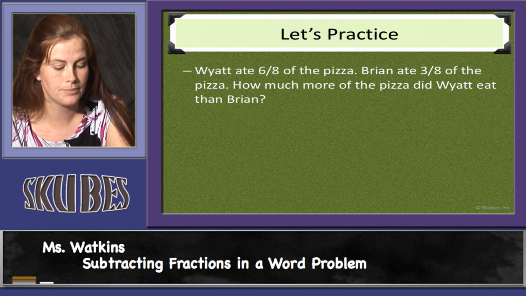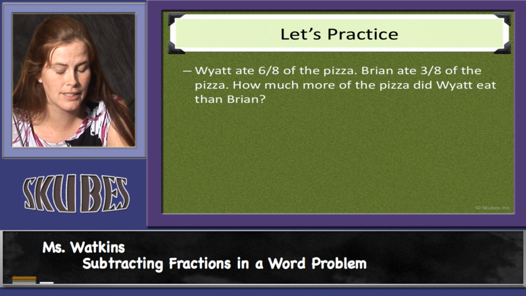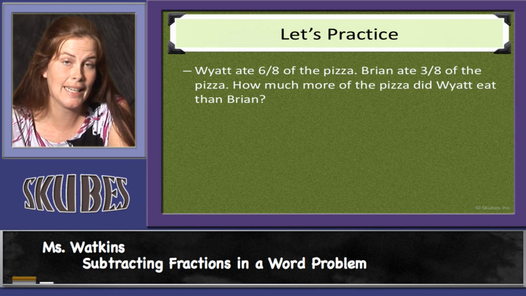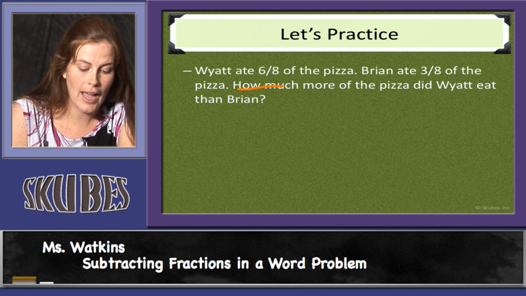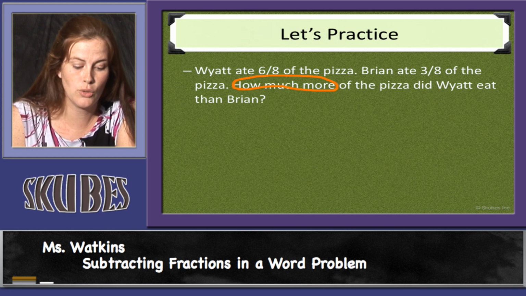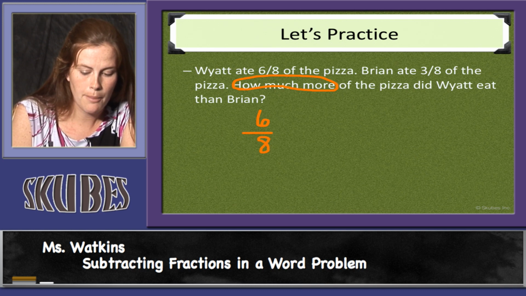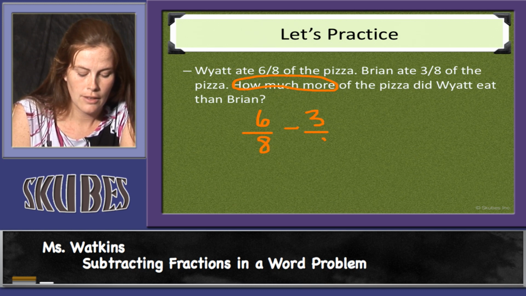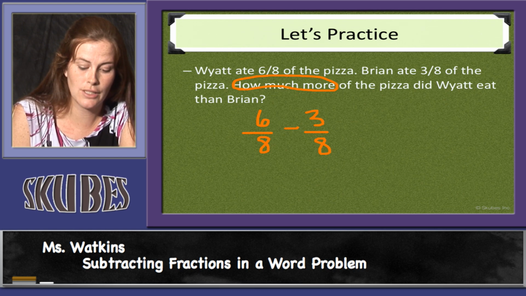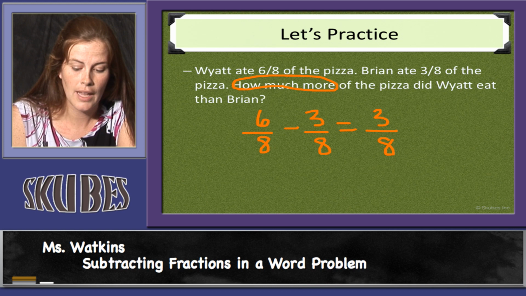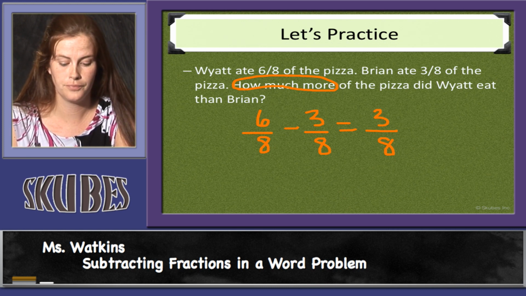Okay, let's practice. Wyatt ate 6/8 of the pizza. Brian ate 3/8 of the pizza. How much more of the pizza did Wyatt eat than Brian? So how much more tells me I'm going to be subtracting. So I know Wyatt ate 6/8 of the pizza and Brian ate 3/8. So I will subtract the numerators. 6 minus 3 equals 3, and our denominator stays the same. So Wyatt ate 3/8 more of the pizza than Brian did.